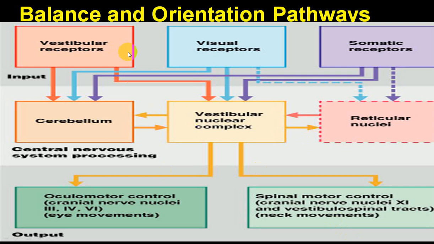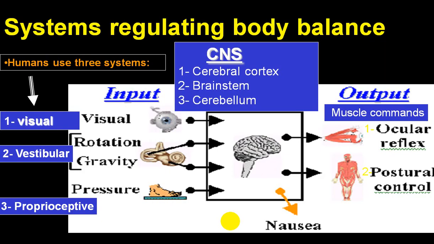The same thing is explained again here. Vestibular receptor, visual receptor, somatic receptor. The somatic receptor will be connected to the reticular nucleus, and the vestibular receptor to the vestibular nuclear complex. Visual will also be connected. Vestibular is also connected to the cerebellum, and finally this vestibular nuclear complex will give rise to oculomotor reflexes as well as spinal motor control, and both of these together will take part in maintenance of posture and equilibrium.